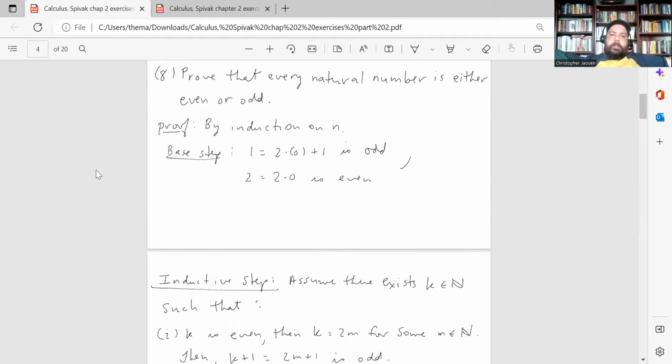All right, question number 8 says prove that every natural number is either even or odd. And again, we'll do this by induction. So if we induct on n, the base step is, let's do 1 and 2. So 1 is odd, obviously, because it's 2 times 0 plus 1. So it has the form of an odd number. And 2 is even because it has the form of an even number.